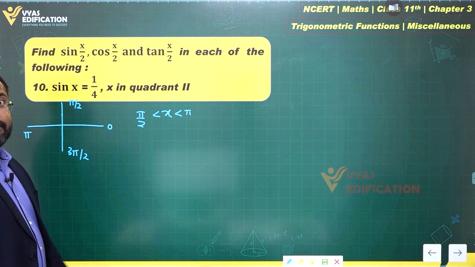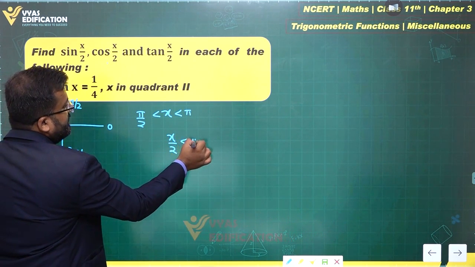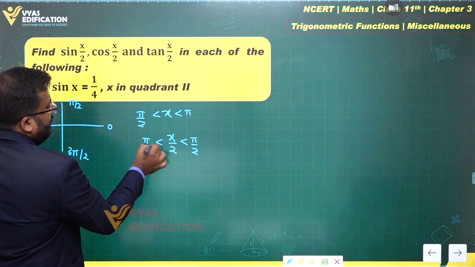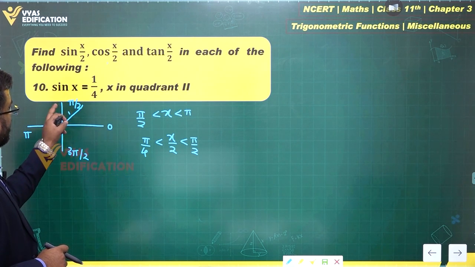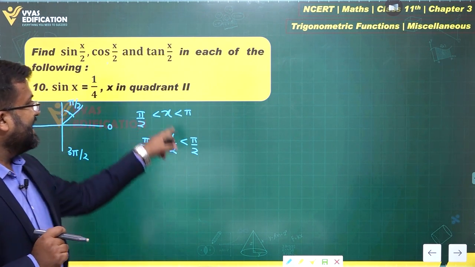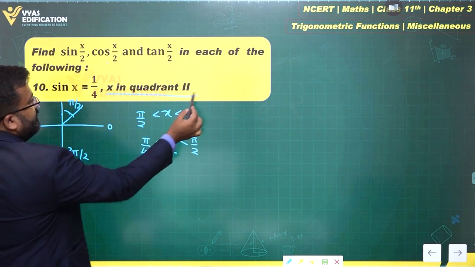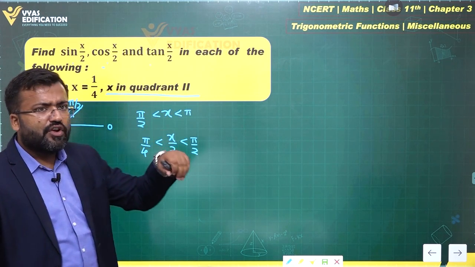Okay. What about x by 2? Since we also require x by 2, x by 2 will be less than pi by 2, greater than pi by 4. This is what happens over here. X by 2 lies in the first quadrant. This is pi by 4, this is pi by 2, x by 2 lies over here in the first quadrant, whereas x lies in the second quadrant. Okay. So for x by 2 you can observe these three values will all be positive.